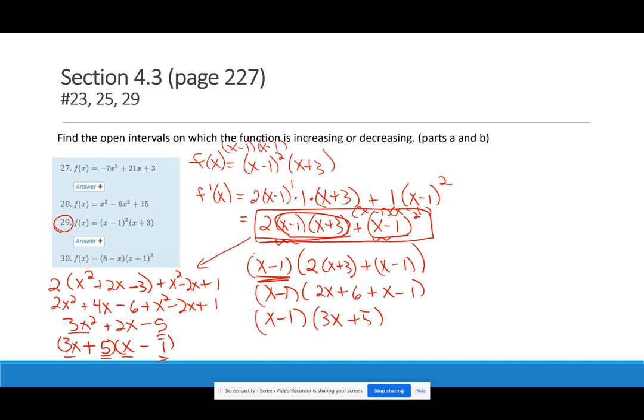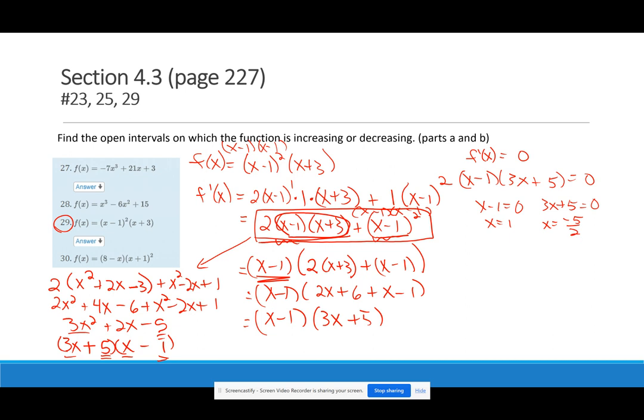And we wanted it in factored form because once it's in factored form, we can figure out where it's equal to 0. So f prime of x would equal 0 where this, that's a 3x, where this equals 0. Okay, and that would be where either x is 1 or x is negative 5 halves. Okay, one of those two spots.